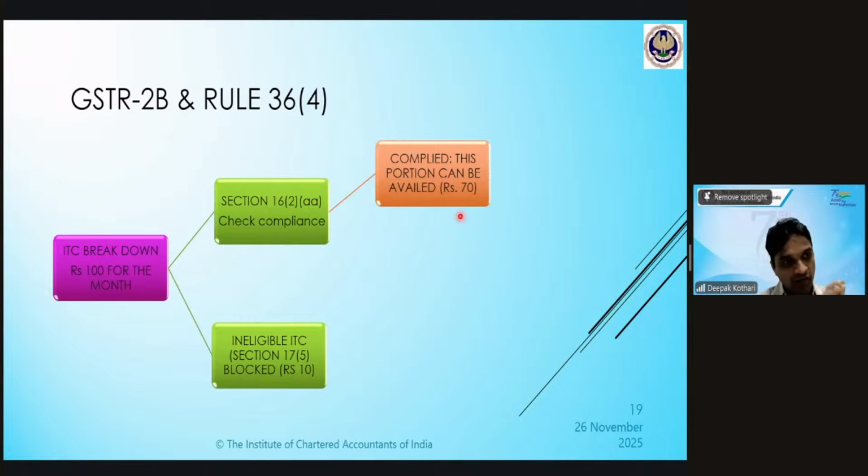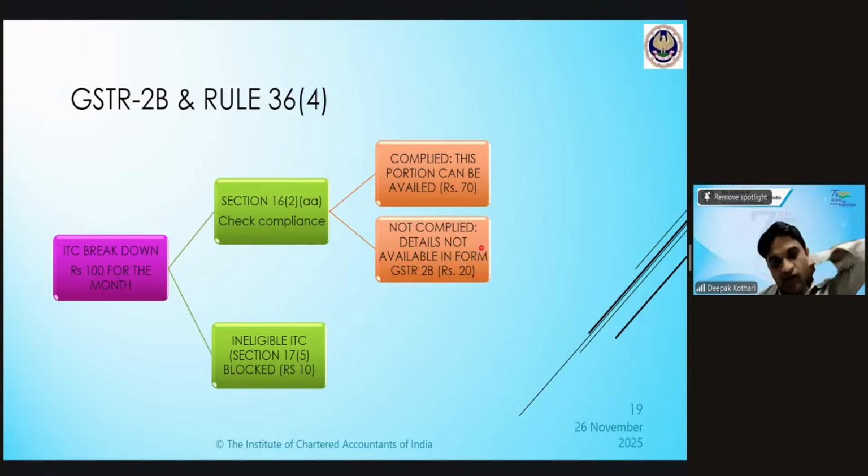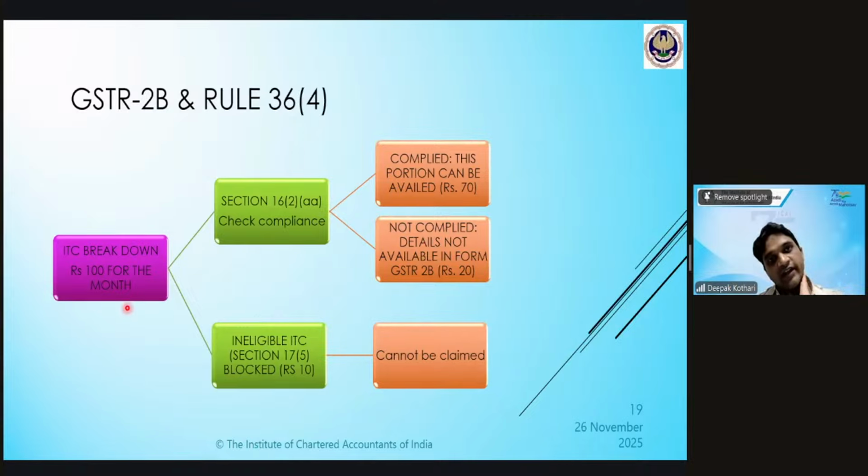Say to the extent of 70 out of 100, what is the credit which you have? 70 is appearing in your GSTR2B, so you will claim it. And to the extent of 20, which is not appearing, you're not claiming it. So 70 plus 20 makes it 90. The total credit you have to claim is 100. But 70 is complied and 20 is not complied, so you can't claim this. But you can claim it once your vendor uploads it. So you will go back to your vendor saying, I have purchased from you, but your credit is not appearing in my GSTR2B. Do something. So he will file a return, then it will appear. Maybe he has made a mistake, mentioned the wrong GST number or whatever reason. Once he mentions the correct thing, then you can claim the credit.